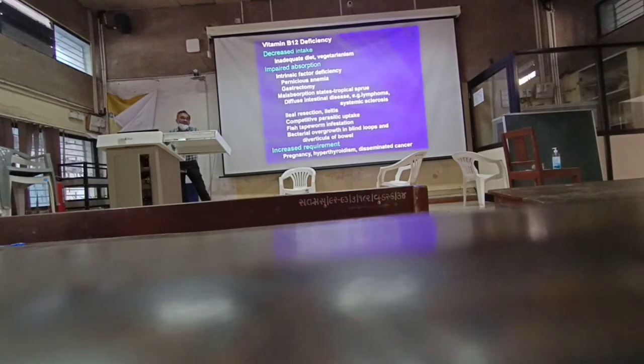Suppose a patient has undergone a gastrectomy or ileal resection, both may lead to this kind of thing. Pernicious anemia. What is pernicious anemia? It is one of the diseases in which absence or deficiency of intrinsic factor is there. So remember, the clinical features are the same as megaloblastic anemia, but the etiology is different. Here the intrinsic factor is at fault in case of pernicious anemia.